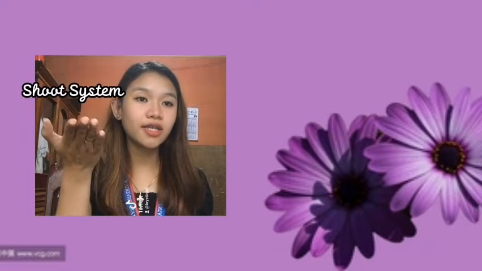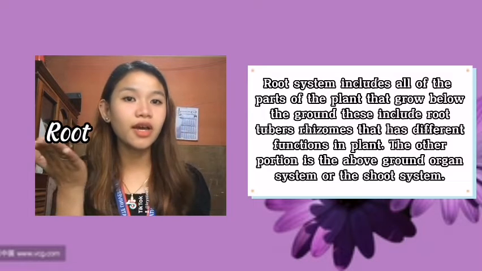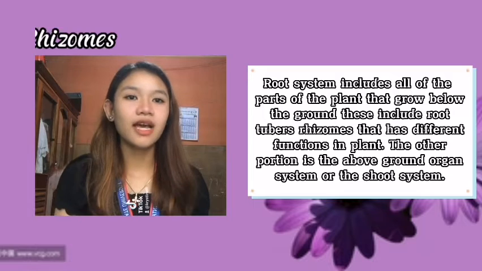In plants, especially vascular plants, there are two organ systems. Those are the shoot system and the root system. The root system includes all parts of plants that grow below the ground, and this includes roots, tubers, and rhizomes that have different functions in the plant.